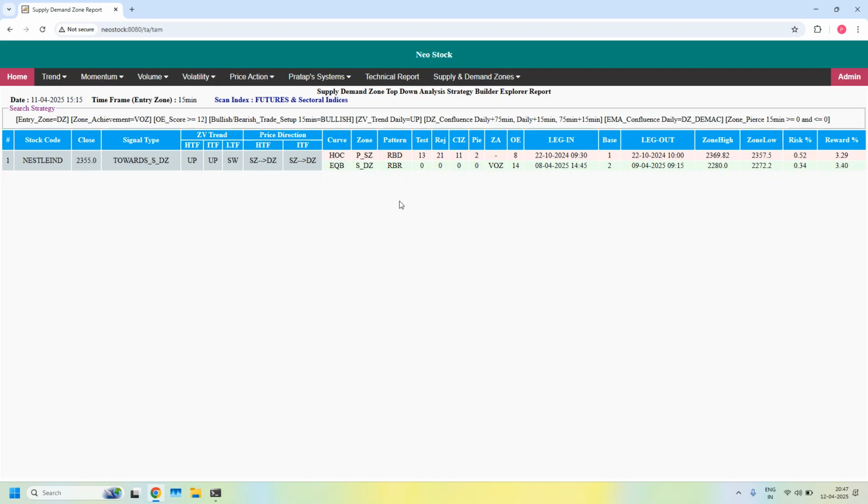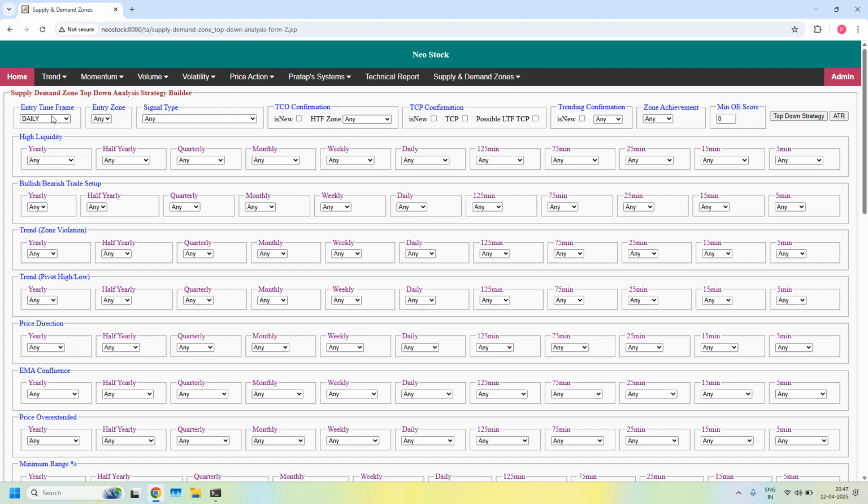Okay. So this is a bullish trade setup for daily income trade. Next, bearish trade setup for daily income trade. Entry time frame is 15 minutes. Entry zone, supply zone. Bullish or bearish trade setup at 15 minutes time frame. I am selecting bearish. And then zone achievement should be violated opposing zone.